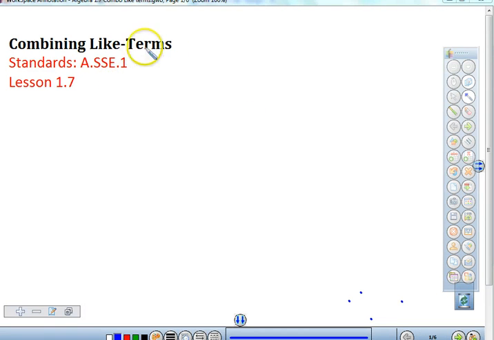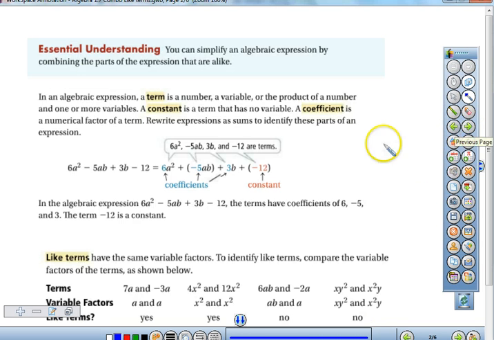Algebra 1, today we're looking at combining like terms. This is lesson 1.7. We're going to break this into two parts. As you are looking at this, you're going to see in your notes that I'm going to hand out to you, you're going to see all this vocabulary.